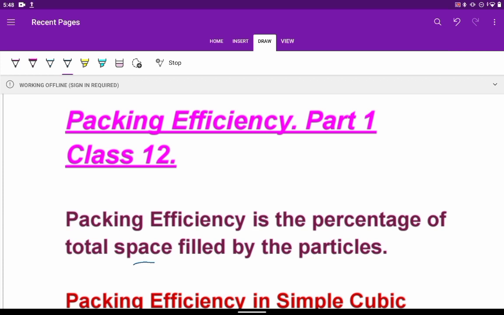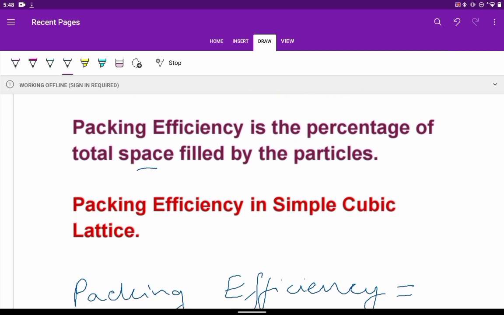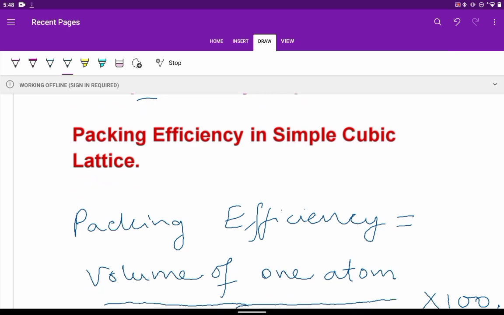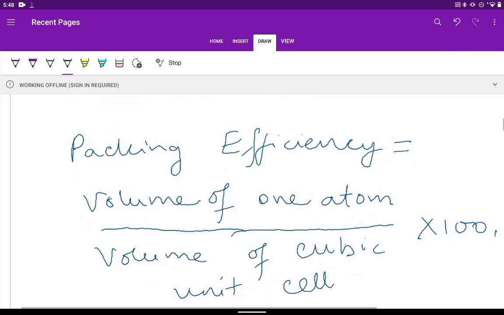This is the case in packing efficiency in simple cubic lattice, because in a simple cubic unit cell, there is only one atom. So we will take volume of one atom. So in case of simple cubic lattice, packing efficiency is given by volume of one atom divided by volume of cubic unit cell into 100, because we know that a simple cubic unit cell contains only one atom.